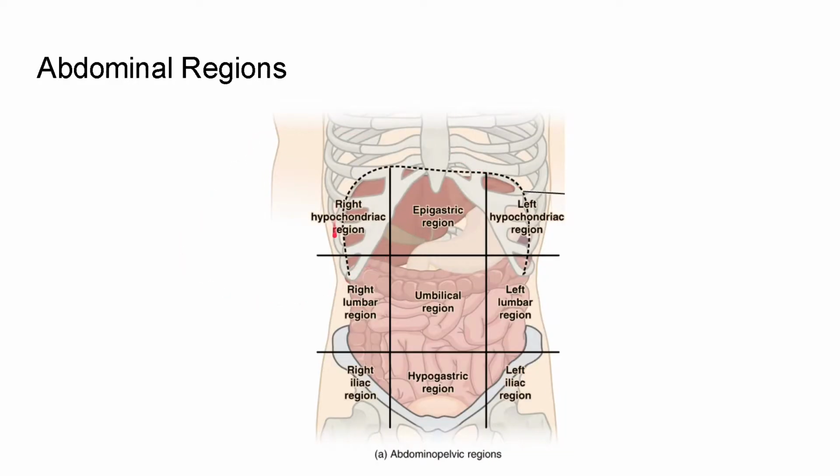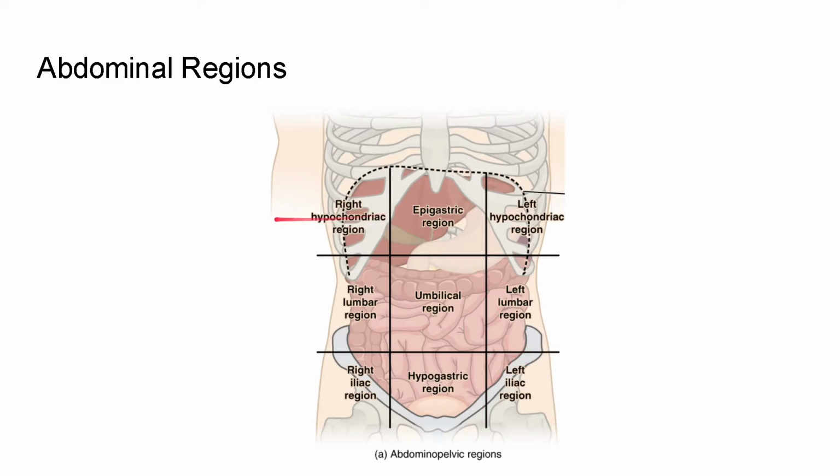Abdominal regions. You have the right hypochondriac region, the right lumbar region, which you can associate with your lumbar spine, and then your right iliac region that goes with your pelvis. That's why it's called iliac. Epigastric region is the top middle of your patient. Umbilical region is the dead middle region, and then hypogastric is the bottom middle region. And then you have your left hypochondriac region, your left lumbar region, and your left iliac region.